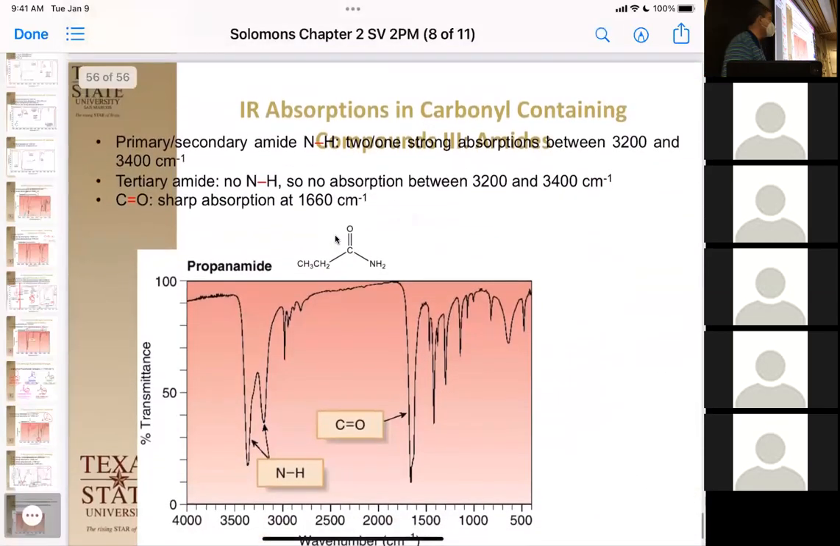All right, now let's talk about amides. I said amines are kind of funny because if it has one hydrogen on it, it'll have one peak. If it has two hydrogens, it'll have two peaks. The amides are exactly the same way. The difference between an amine and an amide is the amide will have a carbonyl peak. The amine will not. So we see our spectrum and say, look, two peaks above 3000, and they're kind of broad. So we have two hydrogens on a nitrogen.